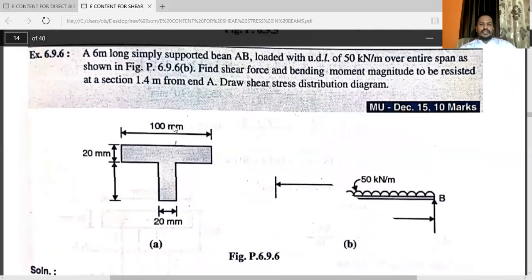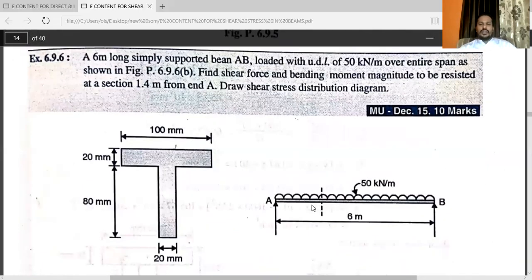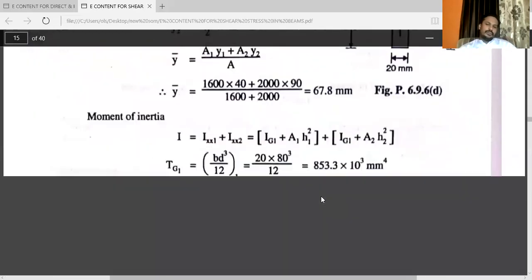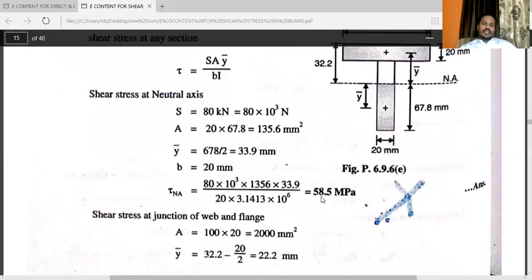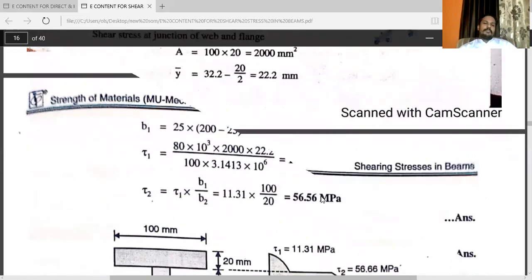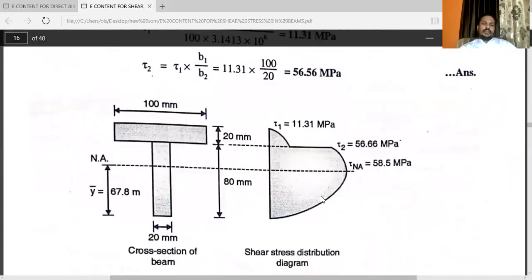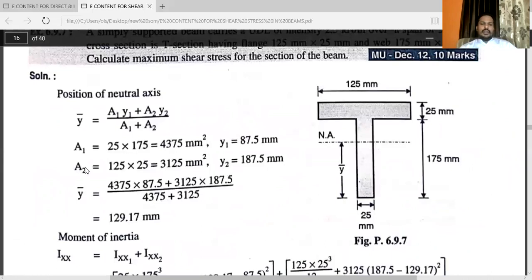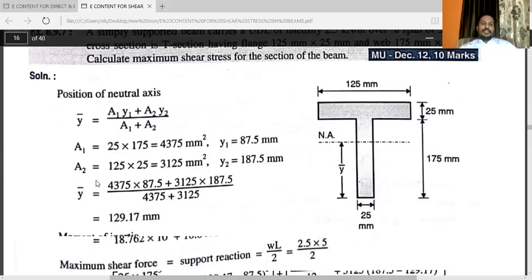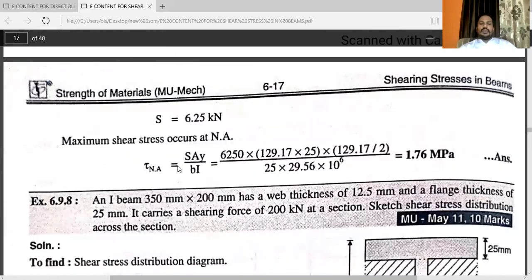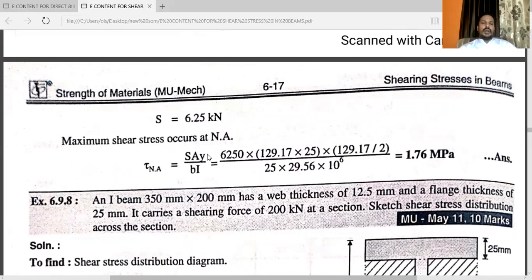So n number of problems are there. You can see again T section, shear force. You know how to calculate shear force from the section. Different sections are there, but the steps are same. First of all, you have to calculate Y bar. Then you can see Y bar, A1, A2, Y bar, moment of inertia. After getting moment of inertia and shear force, the maximum shear stress is S into A into Y upon B I.